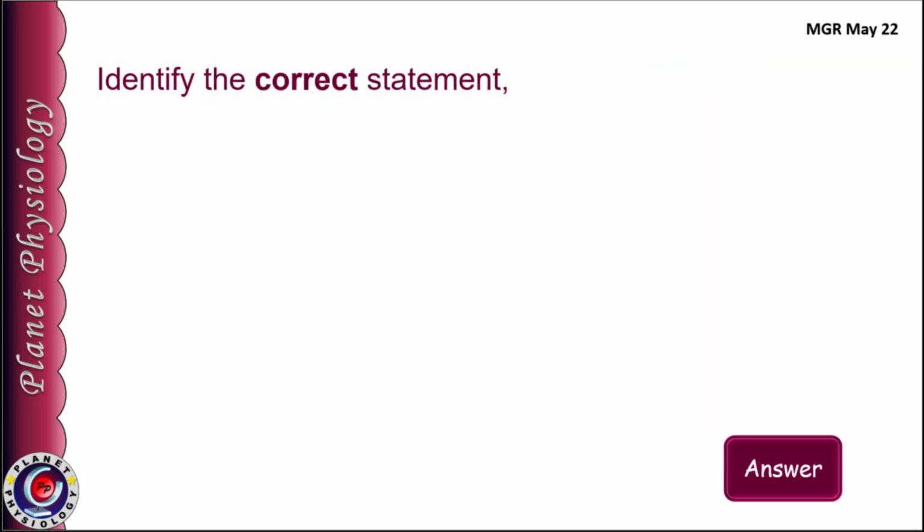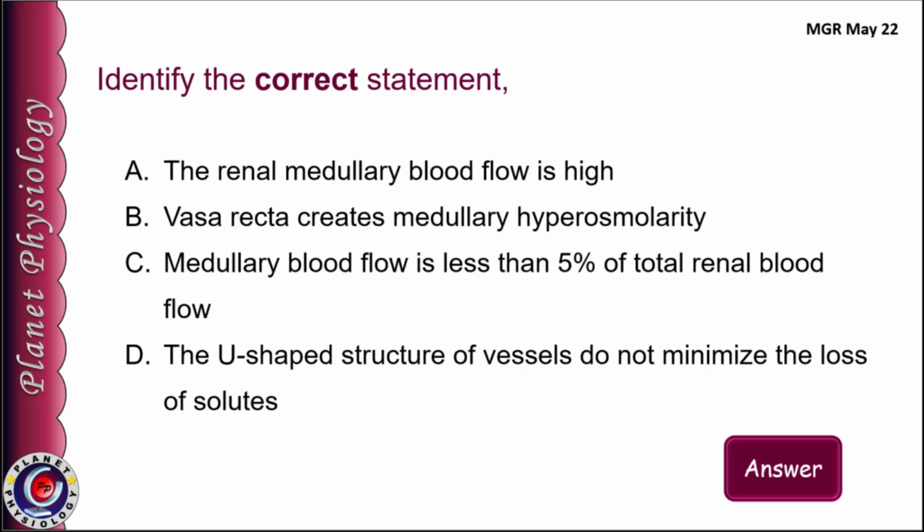Next question. Identify the correct statement. The first statement is that renal medullary blood flow is high. This statement is wrong because the renal cortex receives about 93% of the total renal blood flow.